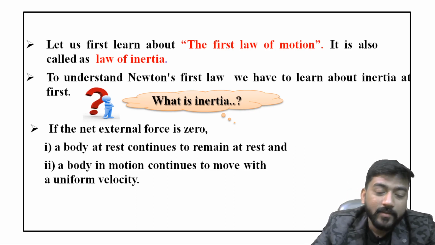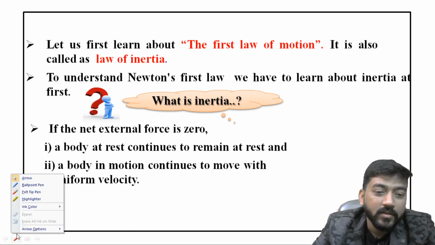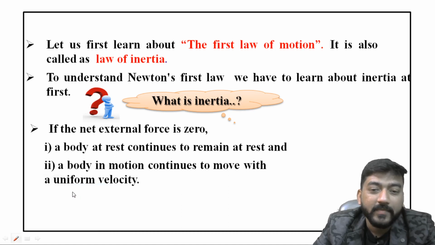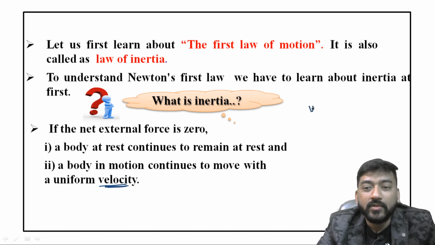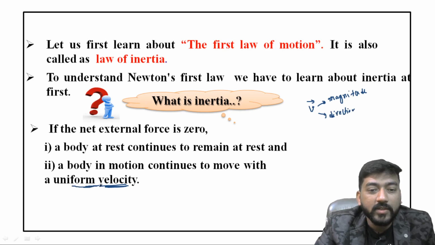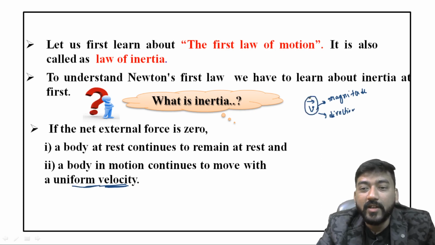Here I can point out one more thing. The term that arises first is uniform velocity, and this is a very important term. Velocity is a vector quantity, so uniform velocity means v vector, and v vector has magnitude as well as direction. Any vector quantity has magnitude as well as direction. So uniform velocity means v is equal to constant, which means its magnitude is constant and its direction is also constant.